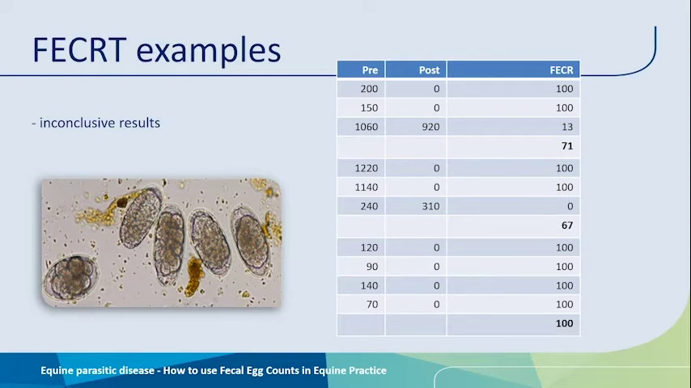And then the last one is also a typical example, particularly with adult horses, where we sometimes just get very low pre-treatment egg count levels. If we get any pre-treatment egg count levels at all, it's not unusual to see them in this range. So in this case, we had 4 horses, low pre-treatment egg count levels. They all reduced to 0. Apparently, that looks like 100%.